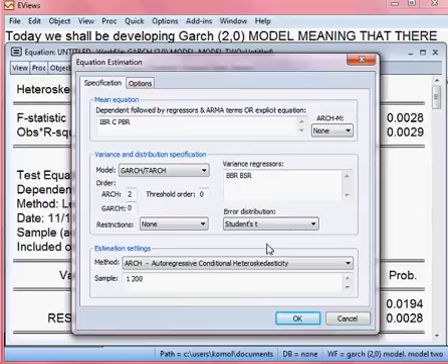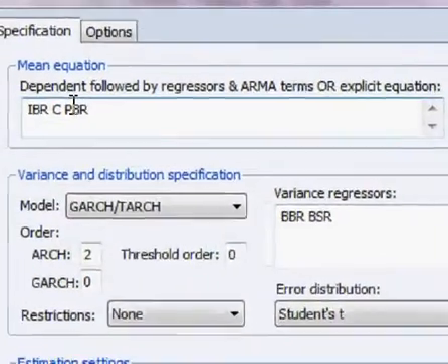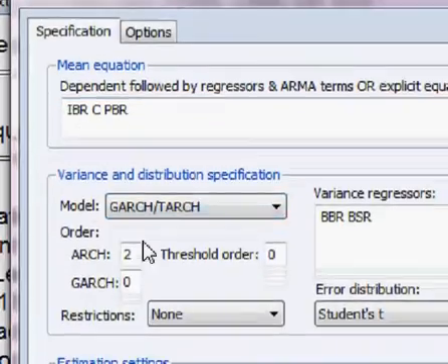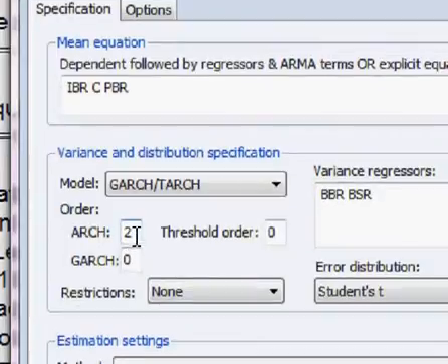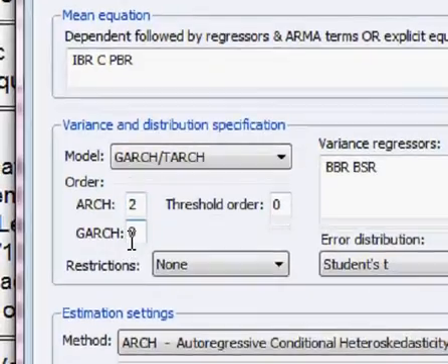Okay, I can make it big. That means I can zoom so that you can see better. I go to zoom here. Okay, you can see the zoom. See, that is the mean model, right? Mean, IBR, C, and PBR. And that is my GARCH 2.0 model, meaning that 2 ARCH effects and 0 GARCH effect. That is called the GARCH 2.0 model.